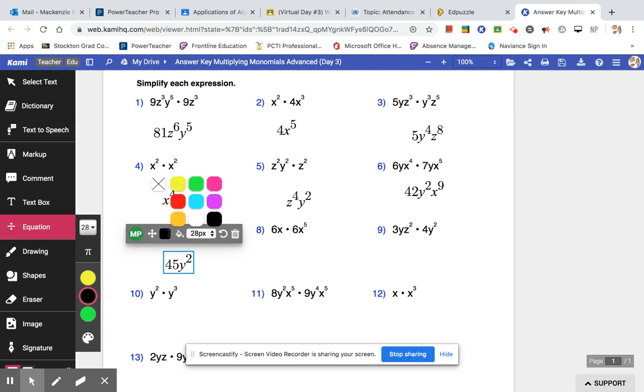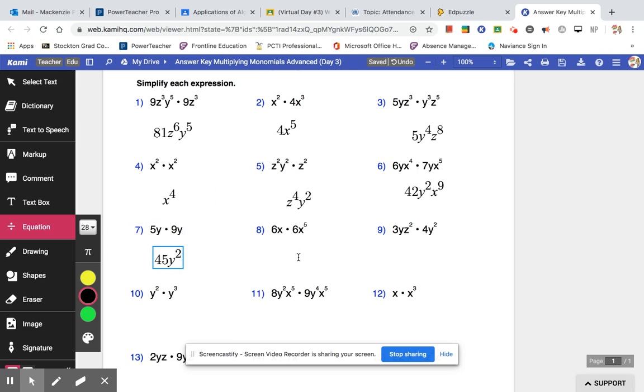So that's probably the biggest mistake I saw in a lot of your papers, so you do have the opportunity to go ahead and fix that if you got it wrong. So number 8, we have 6 and 6. So 6 times 6 is 36 because those are our coefficients. I keep the x as my base, and remember, on this x there is a 1. So when I add the 1 and the 5, it becomes x to the 6.